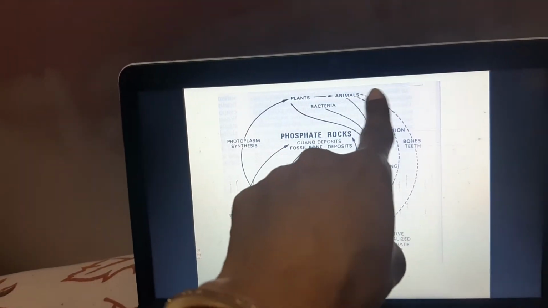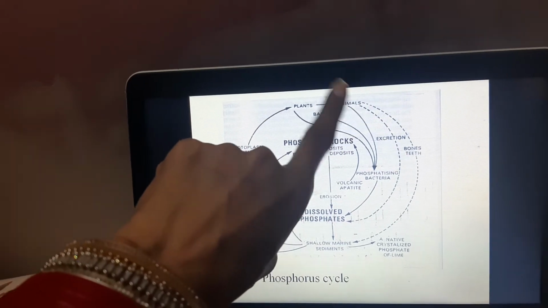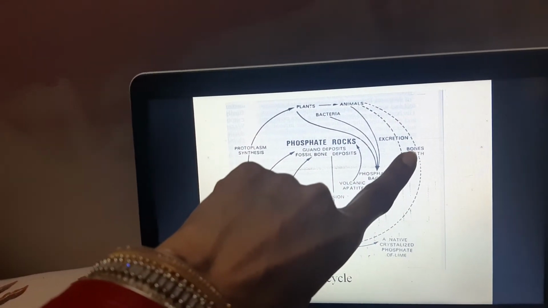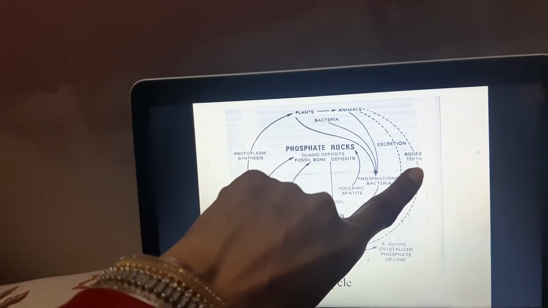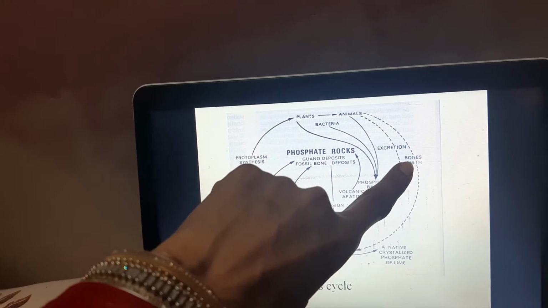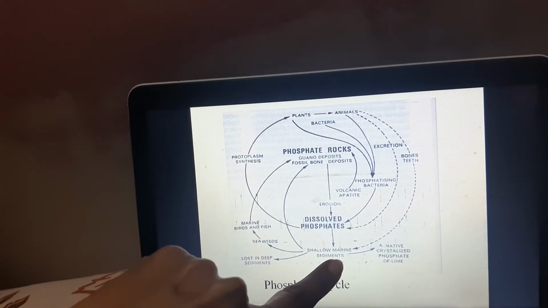Another one is when the animals use the phosphorus for the formation of bones and teeth. When the animal becomes dead or the teeth are shed, they will go to the soil. They will go to the shallow marine sediments.